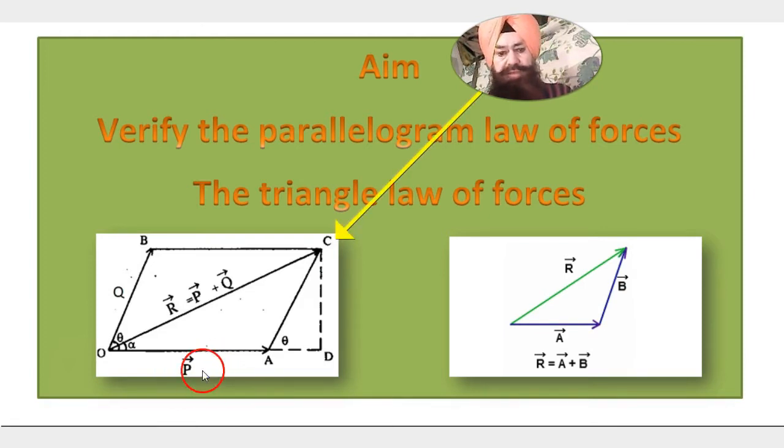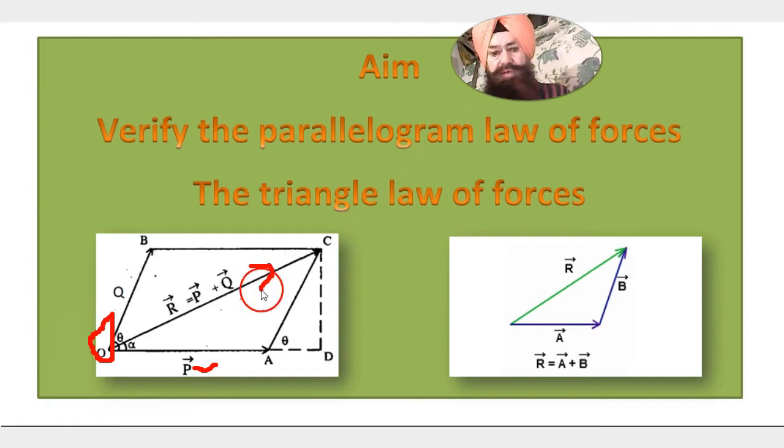If P vector is represented by a line of the parallelogram OE in magnitude and direction, and Q vector is represented by another line of the parallelogram like OB in magnitude and direction, then the diagonal of the parallelogram, that diagonal which is passing through the intersection point, will be the sum of the two vectors, P vector and Q vector.